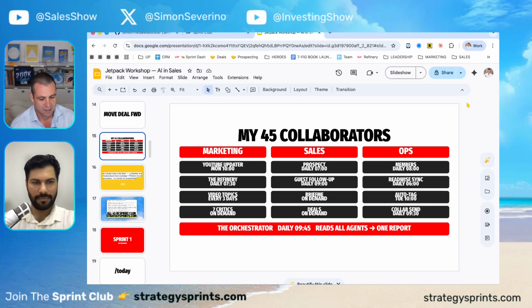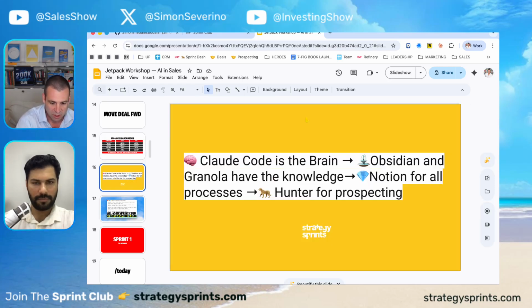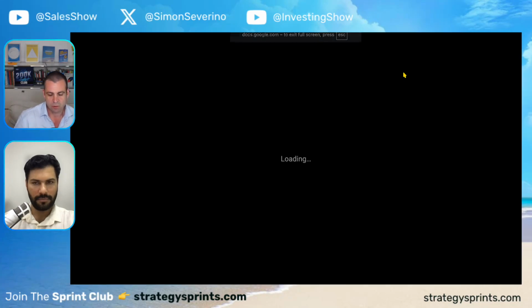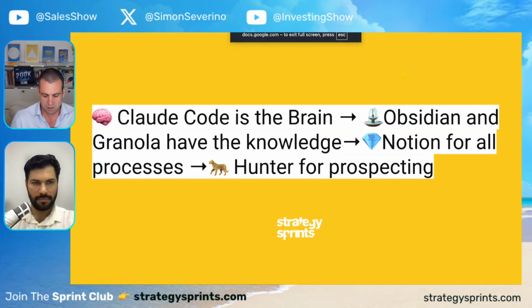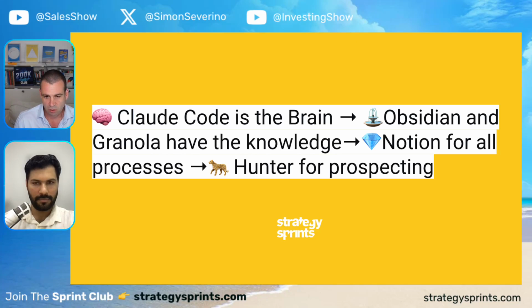And the basics behind that, what you need behind it, is a unique combination, but you need it for it to work. The brain is Cloud Code. I open 3 terminals at once. I always have 3 terminals running, also right now, always. And then they use as the knowledge pool Obsidian and Granola.